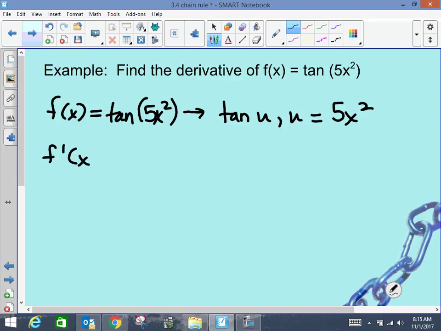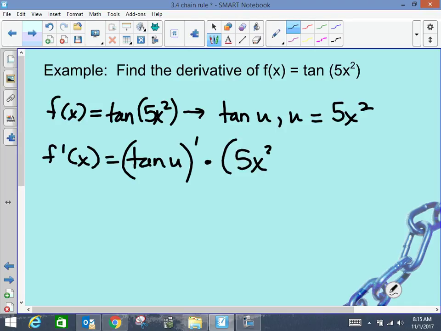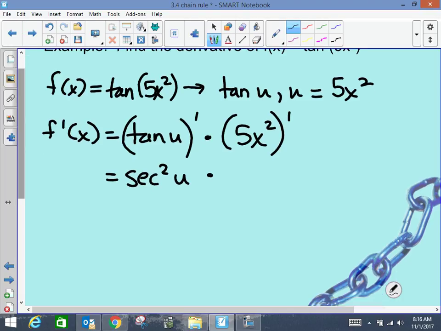Now we're ready for f prime of x, which is the derivative of what Tabitha just said, times the derivative of the other thing. It is not a product, it is a chain rule, and that's how we do the chain rule. We figure out the chain, which is the composite functions, and then we take the derivative of each part. All right. Chelsea, what's the derivative of tangent of u? Secant squared u. Good. And the derivative of 5x squared, Kelsey? 10x. Good.